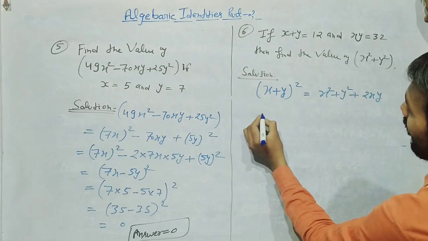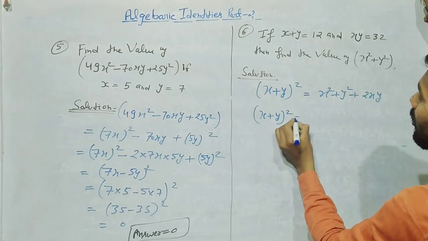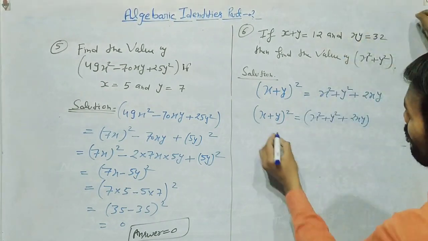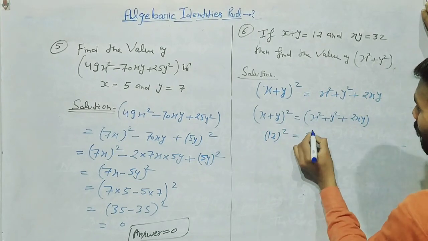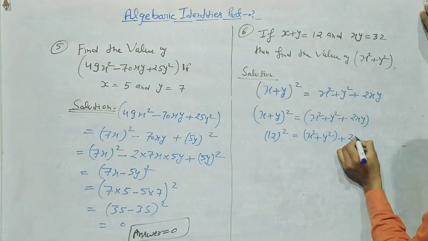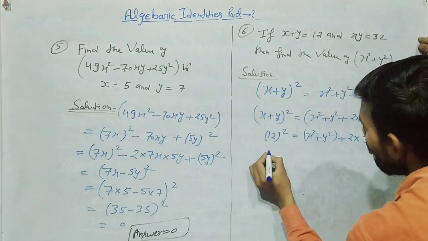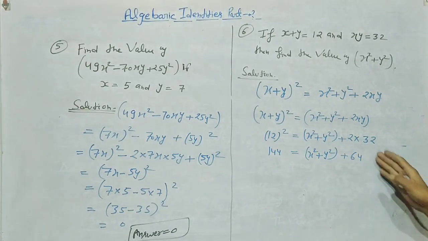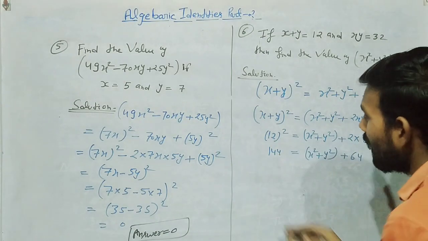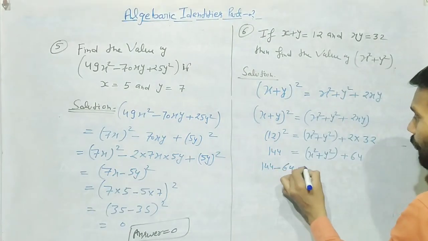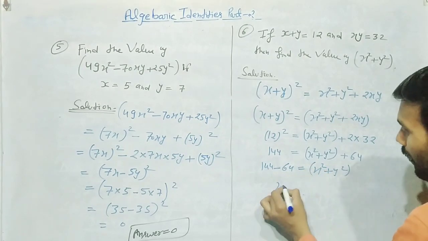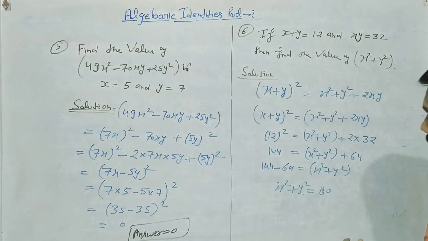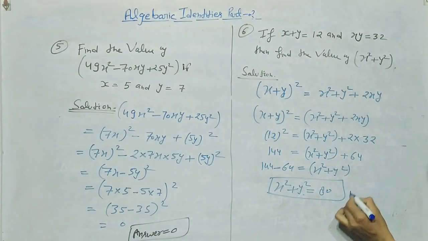Now putting the values, (x plus y) to the whole square is equal to x square plus y square plus 2xy. x plus y means 12. 12 square is equal to, we have to find x square plus y square, plus 2 into xy means 32. 12 square means 144 is equal to x square plus y square plus 64. 32 twos are 64. 64 is positive, so on the left side it goes negative. 144 minus 64 is equal to x square plus y square. x square plus y square is equal to 80. 4 minus 4 is 0, 14 minus 6 is 8. x square plus y square is 80. Here is the answer.